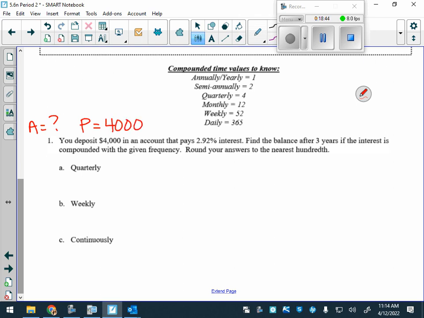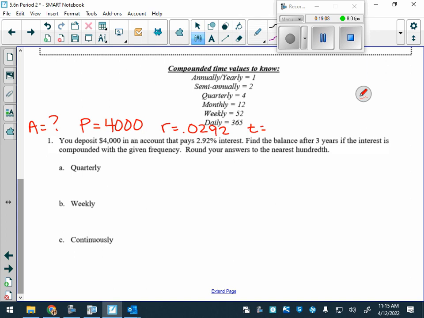$4,000. Good. Okay. What is our rate? Written as a decimal, not a percent, as a decimal. Sam. 0.0292. Okay. What is our T value?